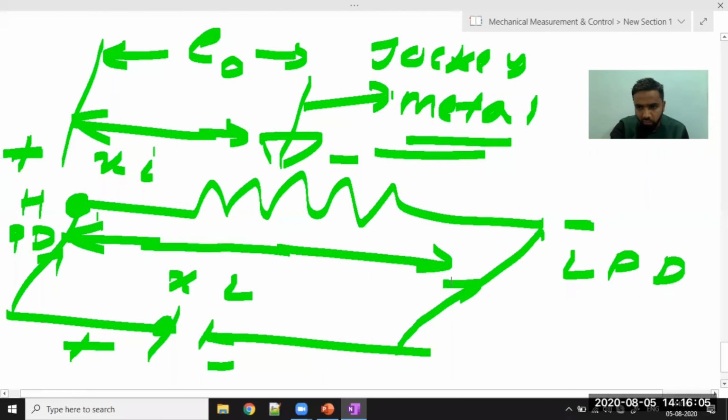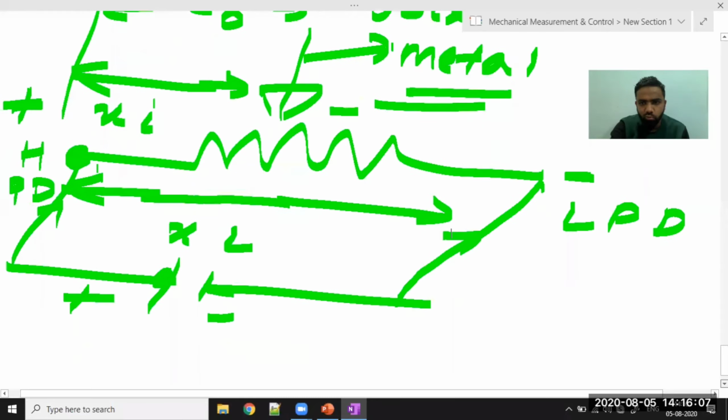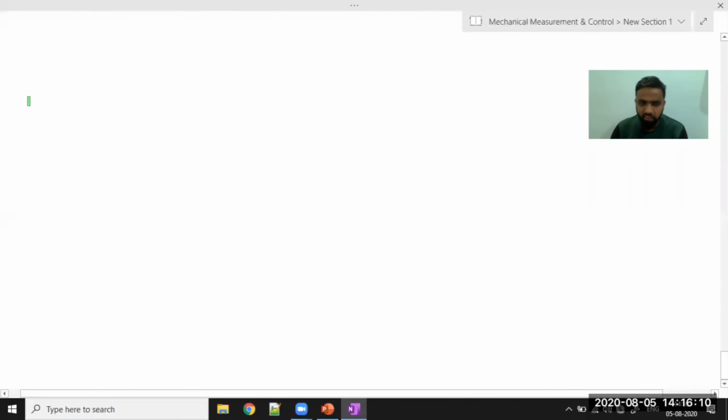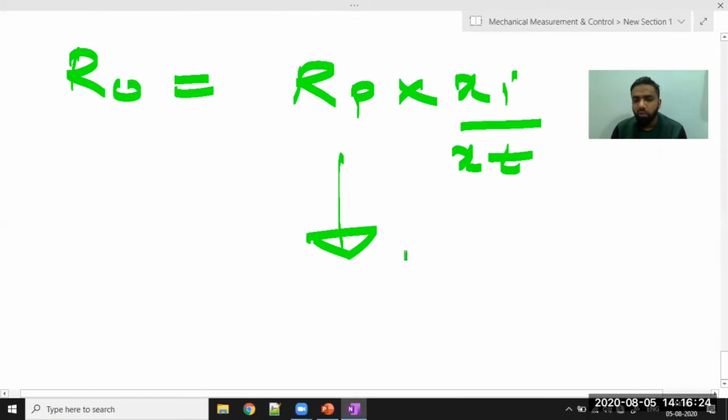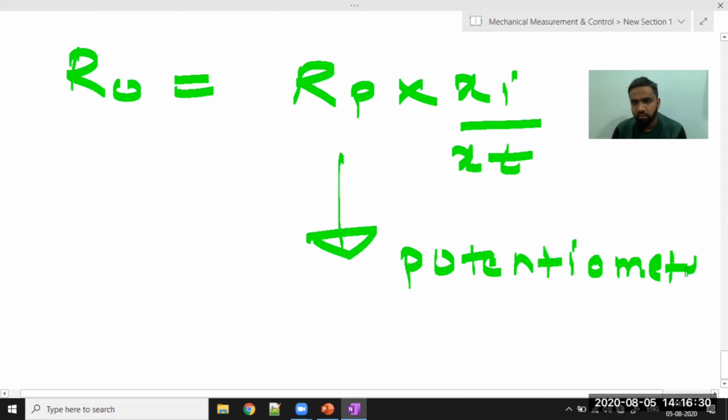So we know all this now. What do we need to do? We just need to write R naught is equal to Rp into Xi by Xt. We derived this in the last lecture. Now we know what Rp is. Rp is the potentiometer resistance. I'm just making it a revision for everyone; those who were not there can also benefit from it.